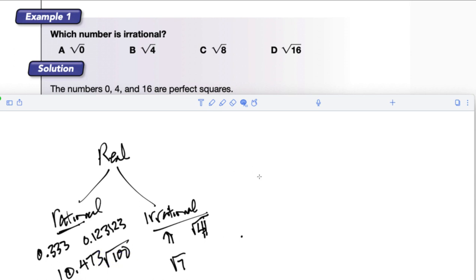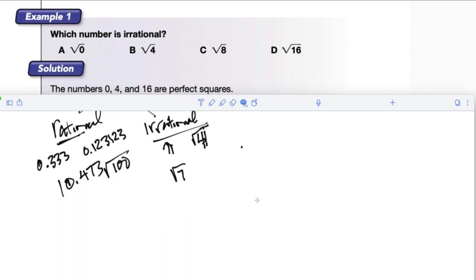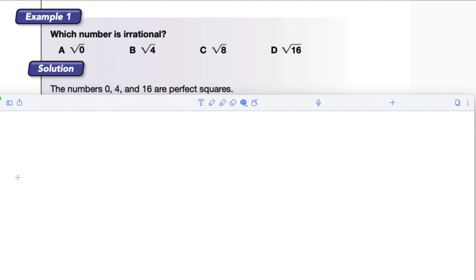Let's use this thought process to think about this next problem. Example 1 asks us, which of these numbers is irrational? So the question is, do we have a perfect square? Part A considers the square root of 0. What two numbers multiply to give me 0? 0. So is this irrational? No, technically it's rational. So I'll put an X next to it because it's not what we want.